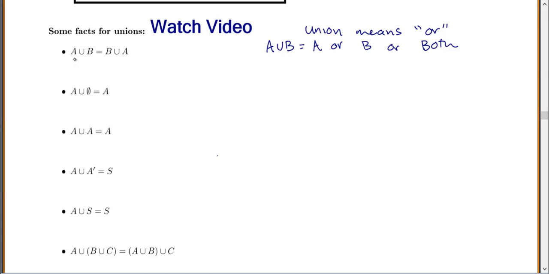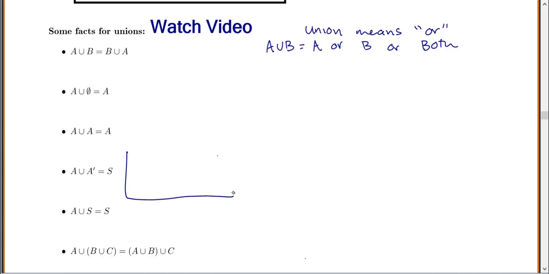So if we have A union B equals B union A, that just means it doesn't matter which order you say it in, you get the same answer. And A union the empty set, well, it's A or the empty set or both. Well, the empty set has nothing in it, so A or nothing or both. There's nothing in the both part where they overlap, so you're just back at A.